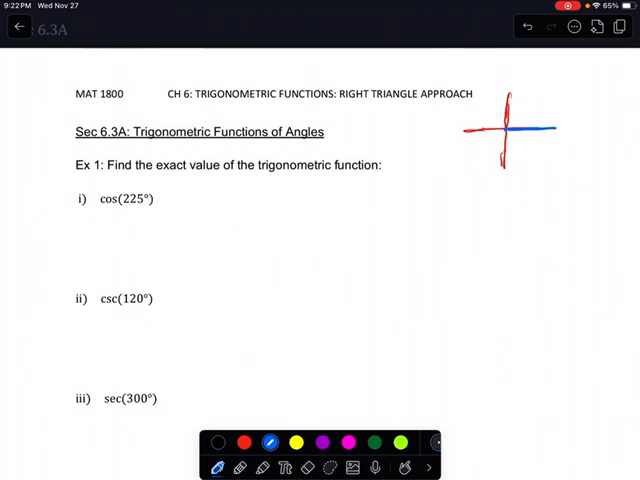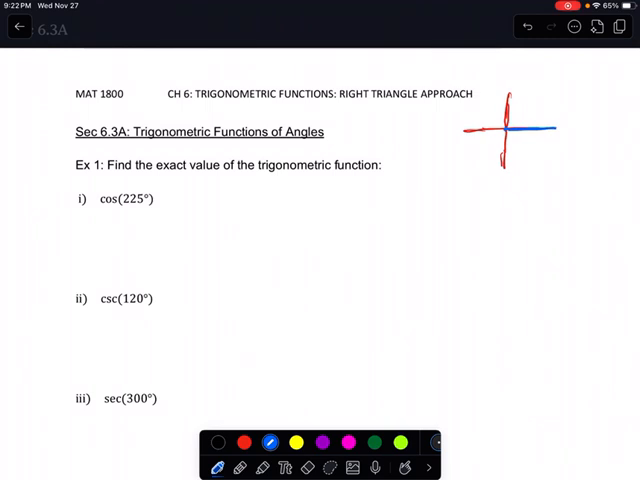So what is the reference angle? Reference angle will be the angle that the terminal ray or terminal side of the angle makes with the x-axis, the shorter angle which the terminal side makes with the x-axis. So for example, the 225.